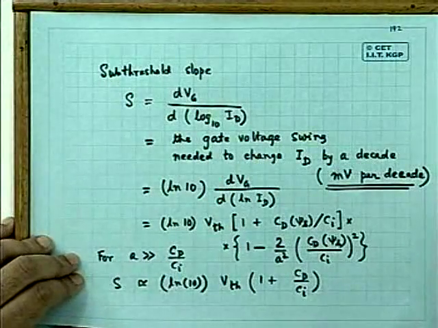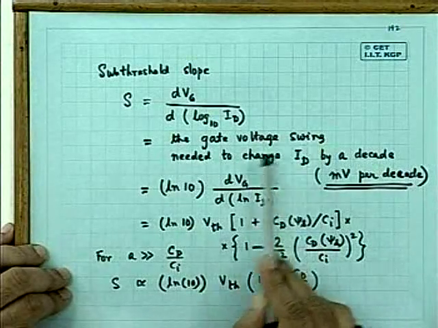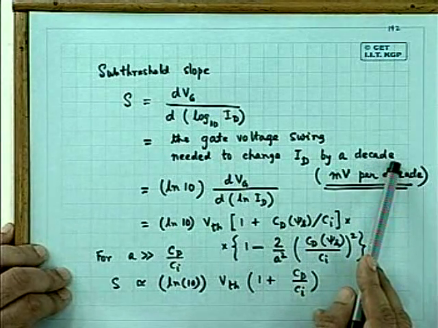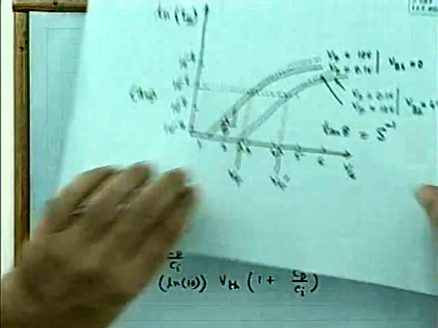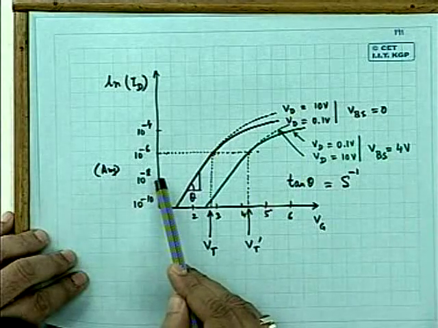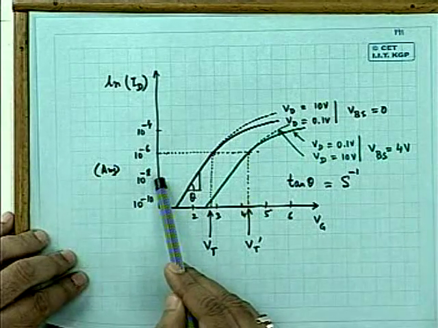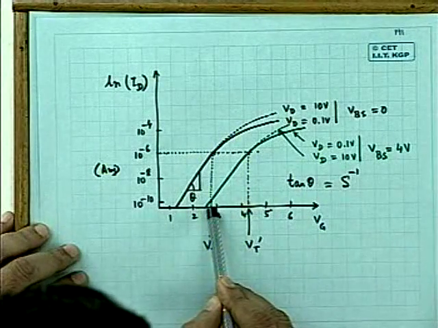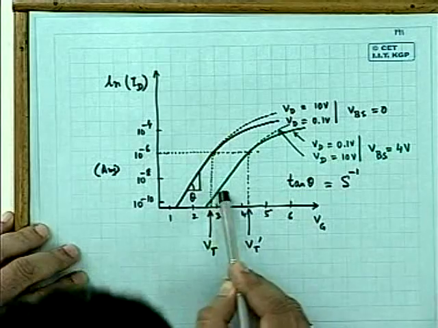Subthreshold slope is another very, very important parameter of a MOSFET, just like threshold voltage. It is the gate voltage swing needed to change ID by a decade. So here, if the current changes from 10⁻⁹ to 10⁻⁸, or 10⁻⁸ to 10⁻⁷, by 1 decade, what is the corresponding swing, the corresponding change in the gate voltage?